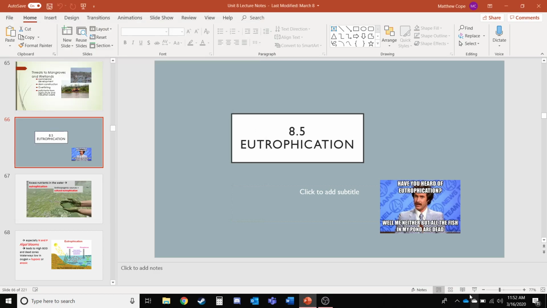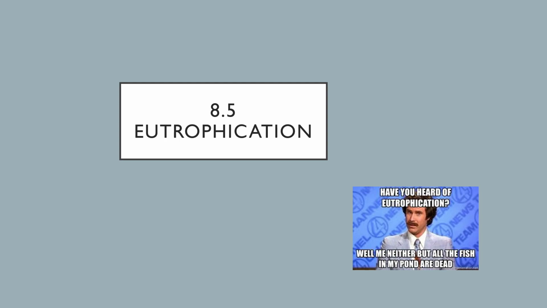All right, welcome back to our continuation of our Unit 8 notes. This is for Section 5 for Unit 8, Unit 8 being, of course, aquatic and terrestrial pollution. In this video, we're going to be looking at eutrophication for the fifth section.